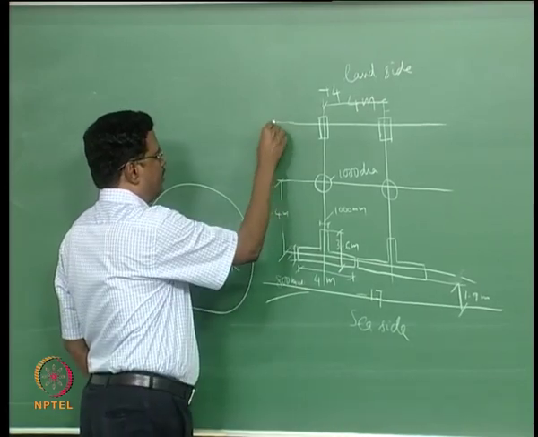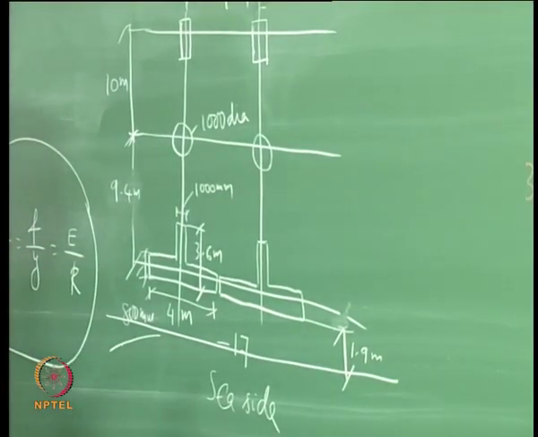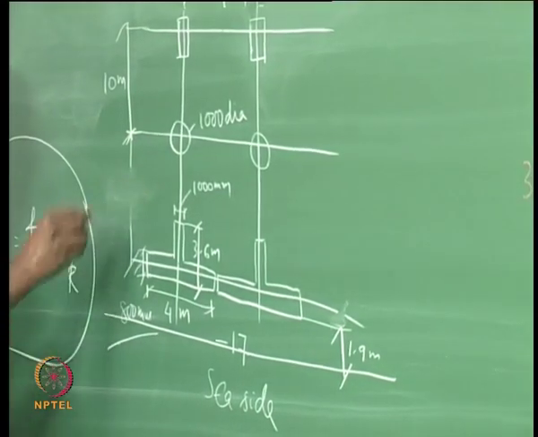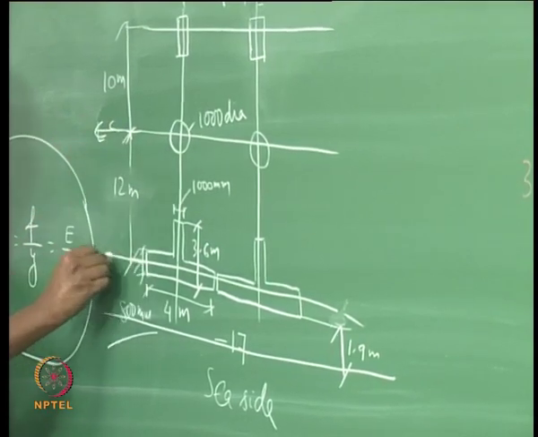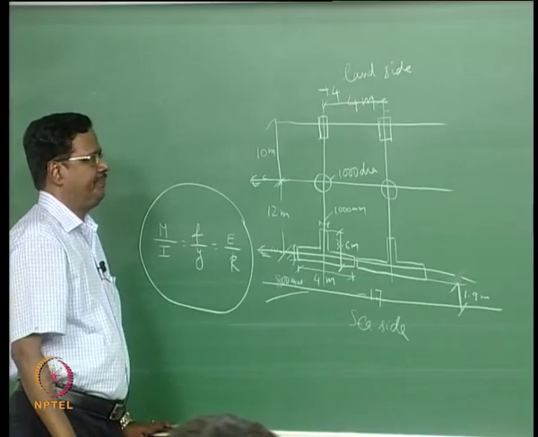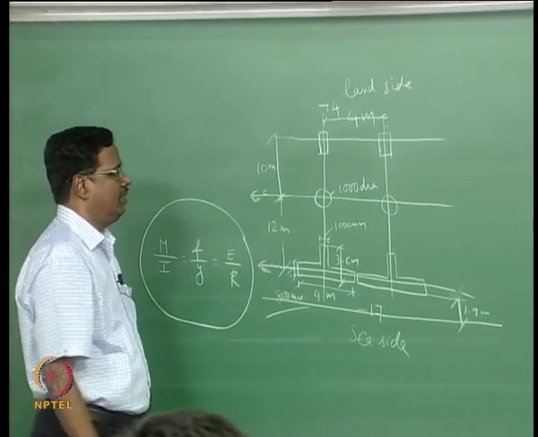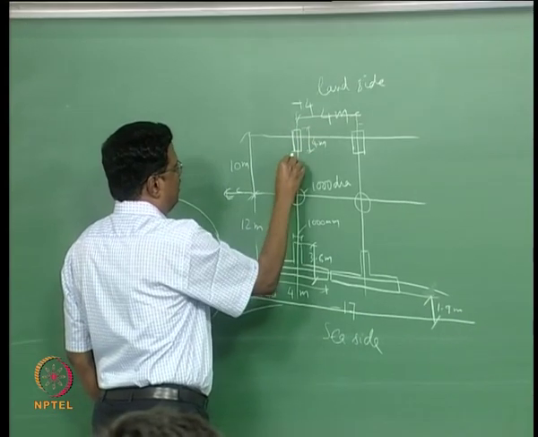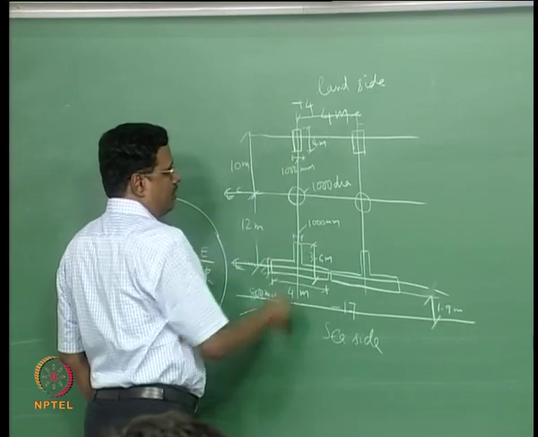This distance is 10 meter, but this 9.4 meter I do not know whether it is correct or not, there may be some mistake in that. It must be 12 meter only, because we have a crane track here, center line of crane, there is another crane, because of that it may be like that. But anyhow it does not matter, the center to center distance between the crane track is 12 meter, this distance is 4 meter and this thickness is 1000 millimeter, is what is shown here.